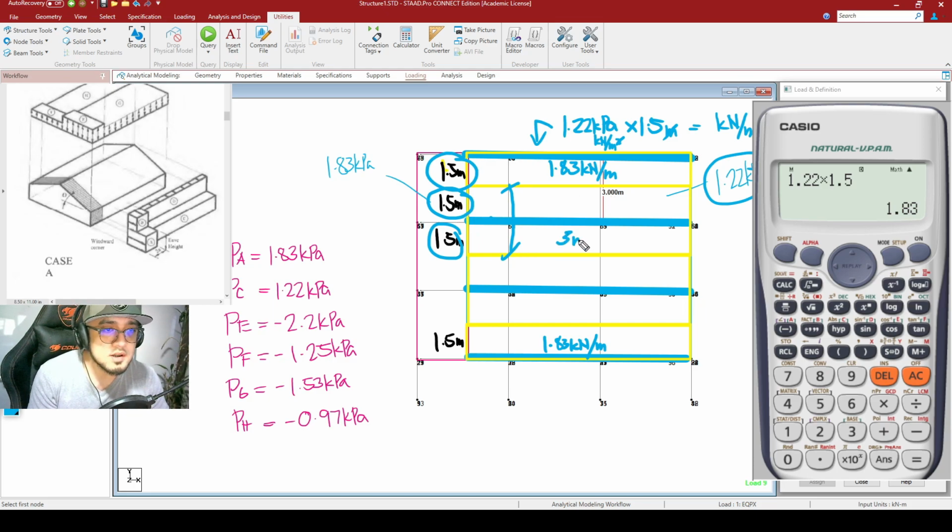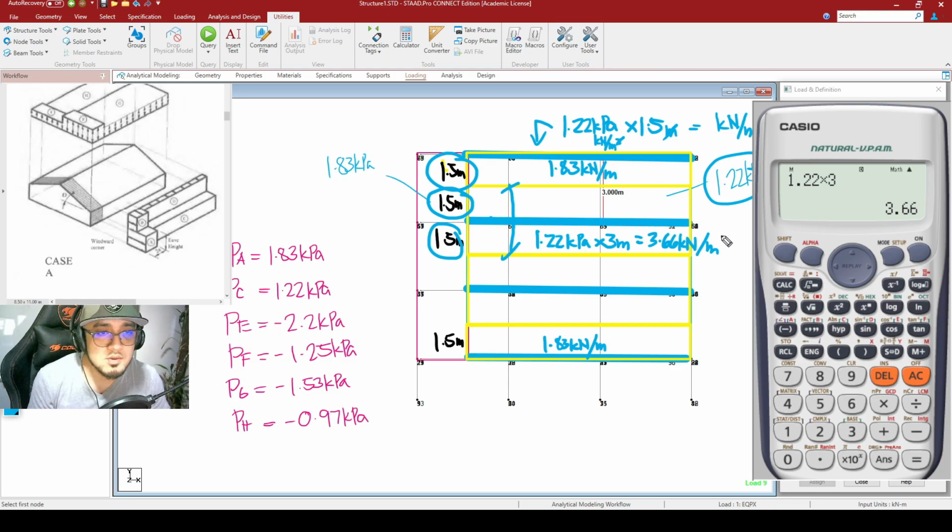So 3 meters times the pressure, which is 1.22 kilopascal. So 1.22 kilopascal times 3 meters. And looking at the calculator to your right, 1.22 times 3 will give you an answer of 3.66. This is now to be equal to 3.66 kilonewtons per meter.